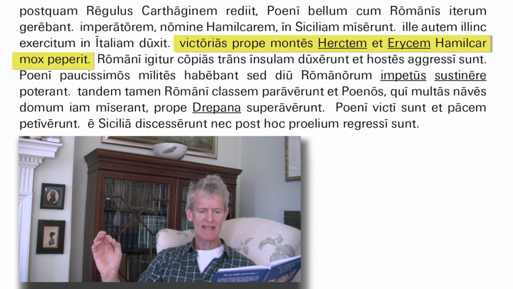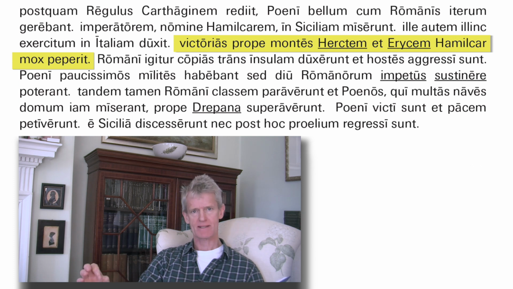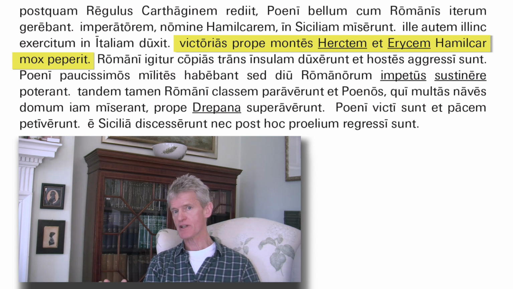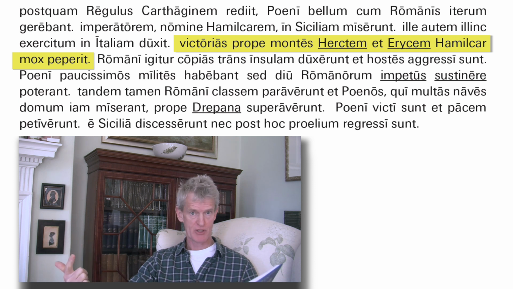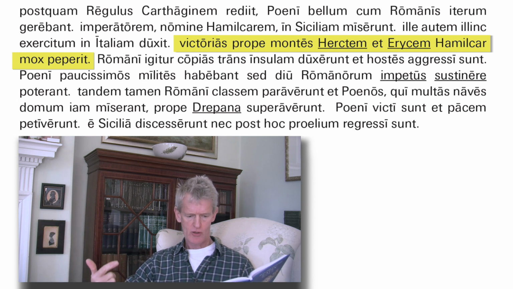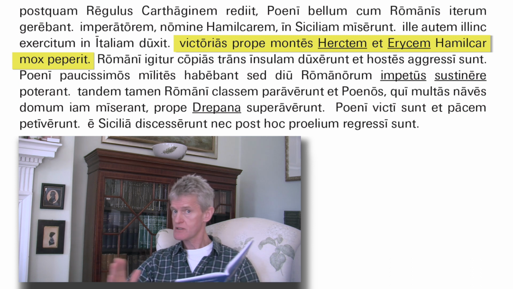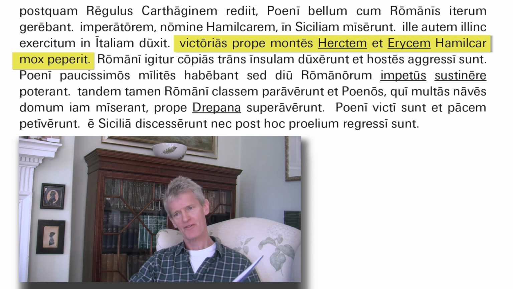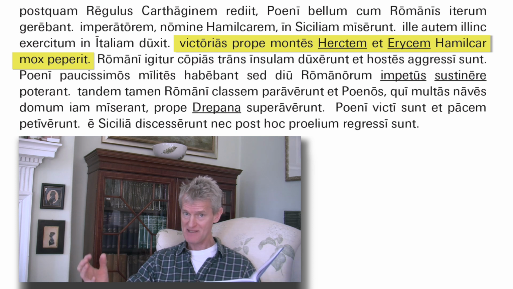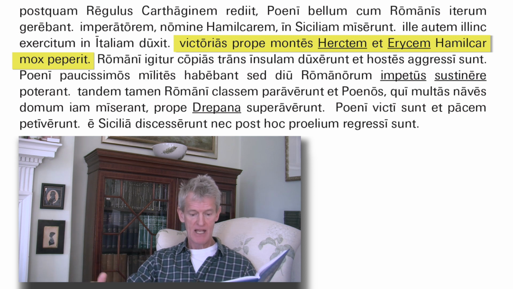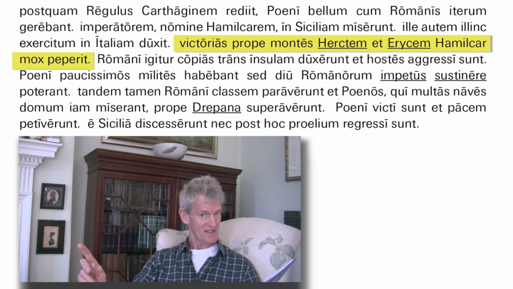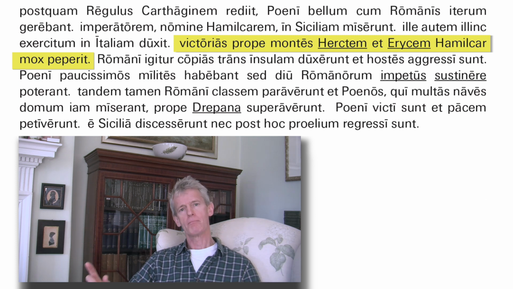Victorias prope montes Hercten et Erycem Hamilcar mox peperit. Okay, again we've got a sentence beginning with an accusative. We never translate accusatives before we've translated the verb. So, over we go looking for our main verb and our subject. So, victorias prope, there's a preposition governing the accusative. So again, you're going to get a word after that which is never going to be your subject because it's part of that prepositional phrase. So, jumpity, jumpity, jump, Hercten, et Erycem. At long last, we get a word that looks nice and nominative, Hamilcar, mox peperit.